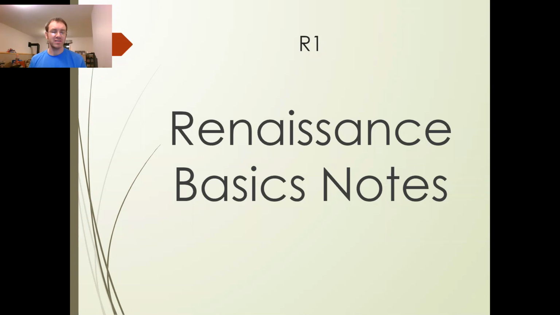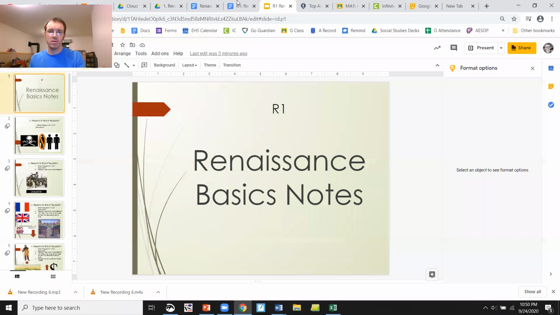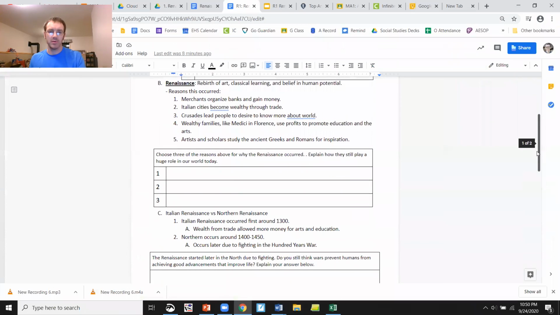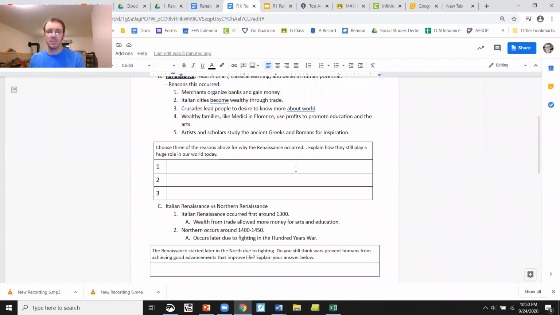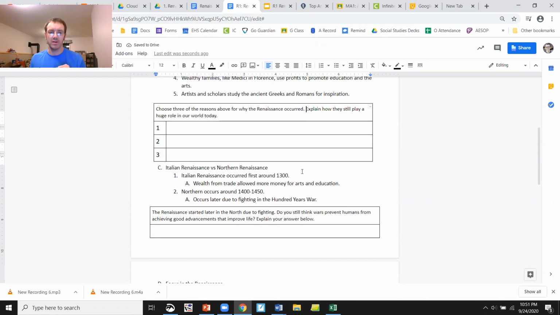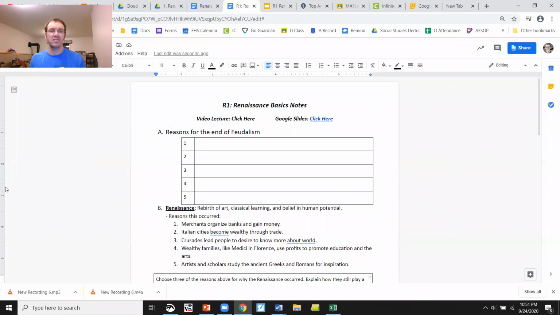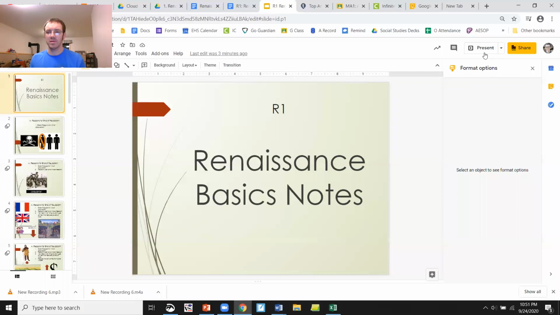And so we're going to look at this unit. We're starting off with just some of the basics, and then we'll get into more details about a variety of topics. Now, if you're watching this, you're going to be filling in the Renaissance basic notes, and they should look like this right here. You'll see that throughout there are some stopping points, and for those stopping points, I'll talk about them and I'll give you a little time to write down your ideas and your thoughts as we go along. So, Renaissance basics. Here we go. Let's begin.